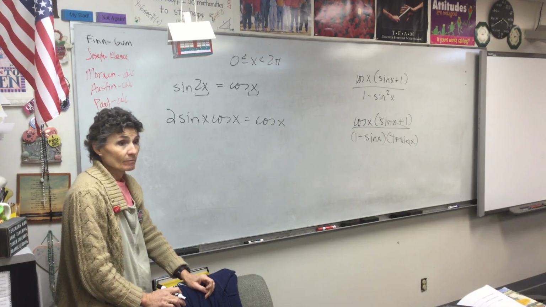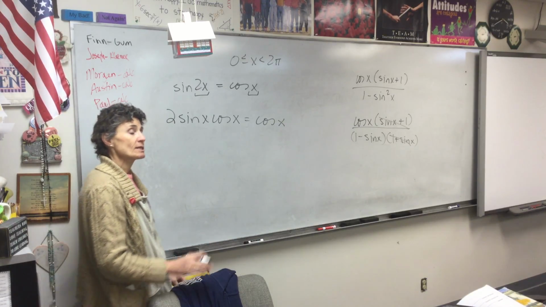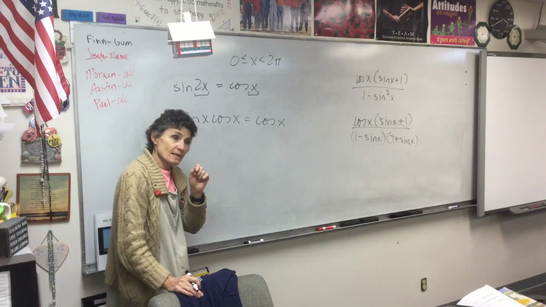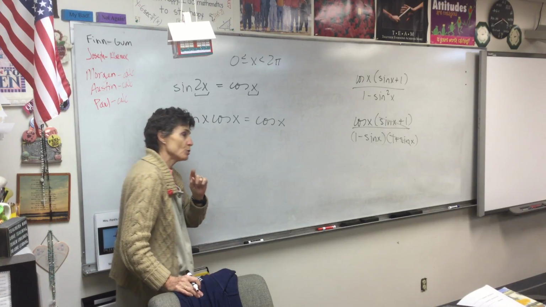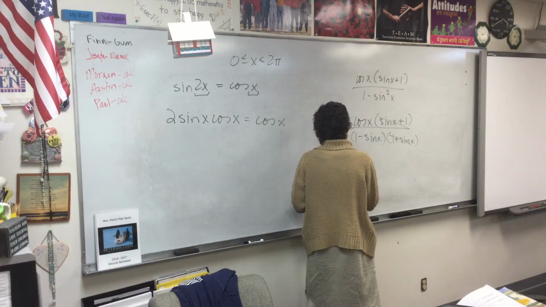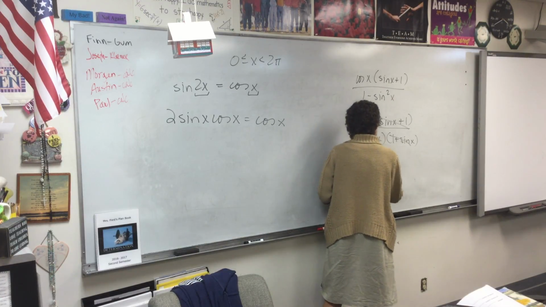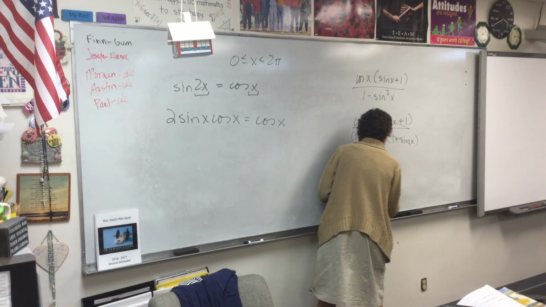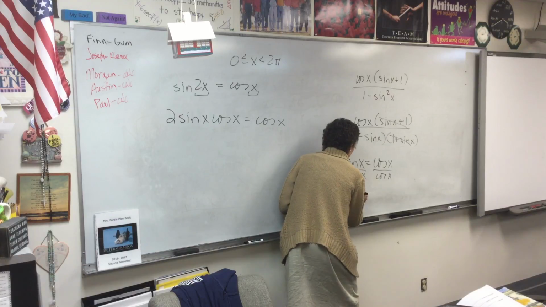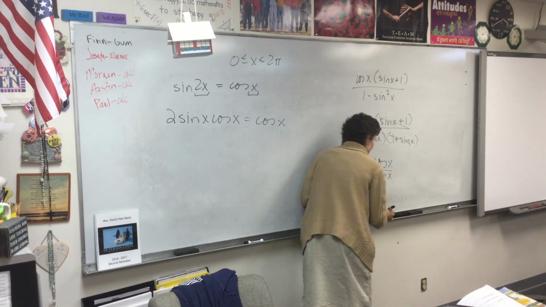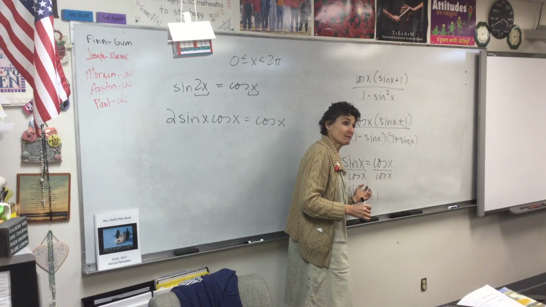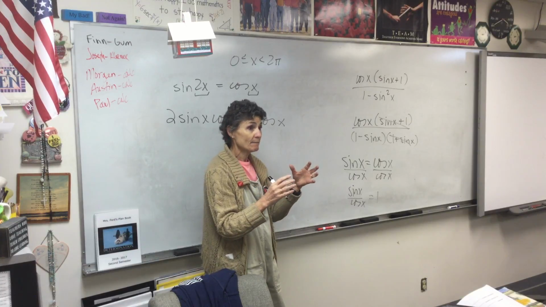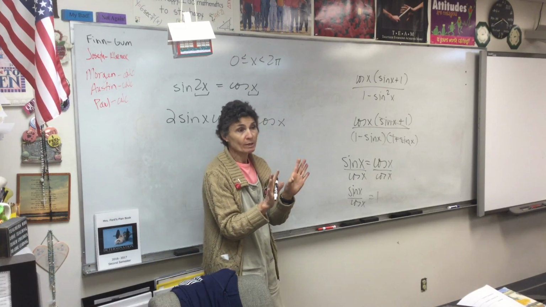Are we allowed to divide by cosine? Now wait a minute. That is a sometimes answer. Sometimes you are. Let me show you when you're allowed to divide by cosine. If you had a problem that said this, you would be allowed to divide by cosine because what you ended up with would be this. And the cosine, you divided by it, but it's still there. As long as you divide and don't lose it, you're okay.